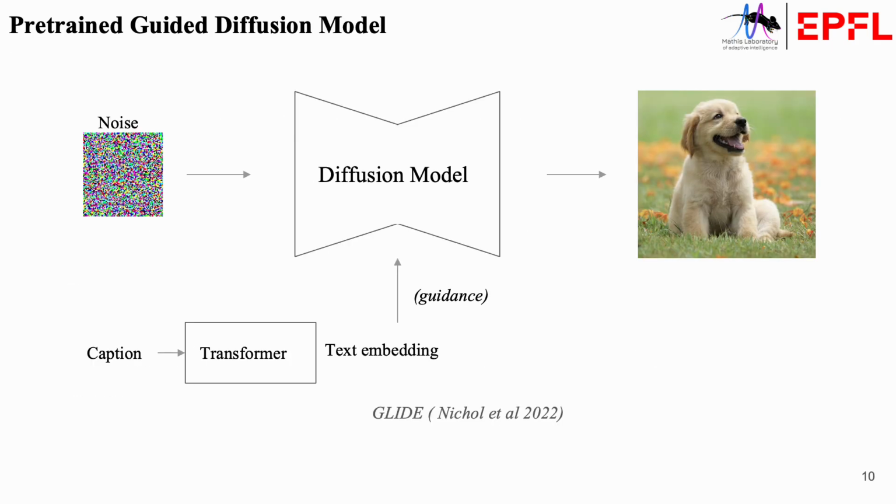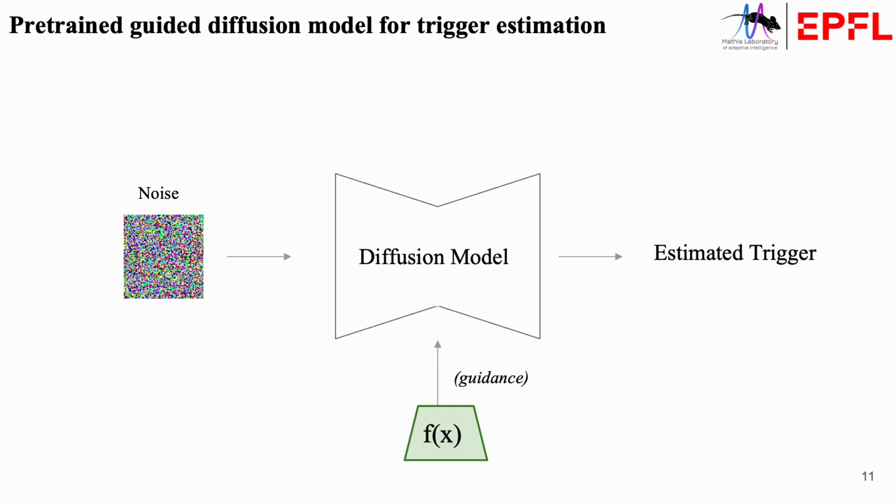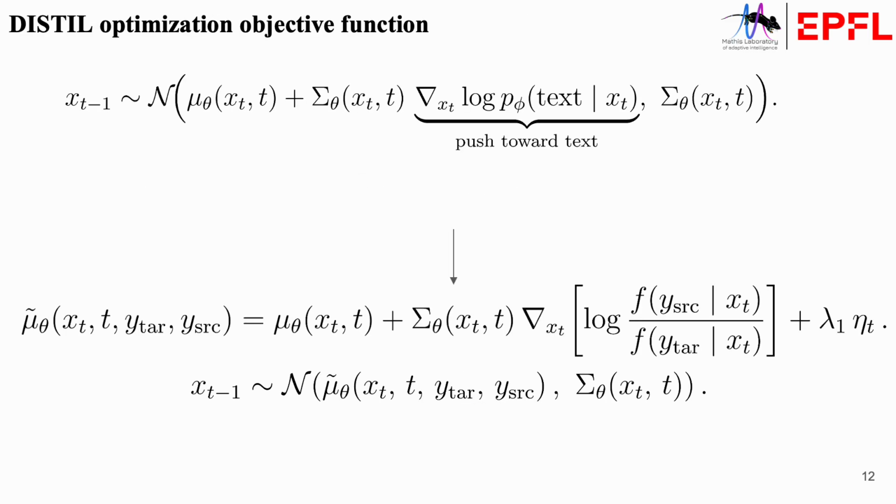Guided diffusion models are widely used for multimodal generation, where a diffusion network synthesizes images conditioned on a pre-trained text model. Inspired by recent advances in this literature, we adopt guided diffusion for trigger estimation by replacing the text encoder guidance with the gradients from the model under test.